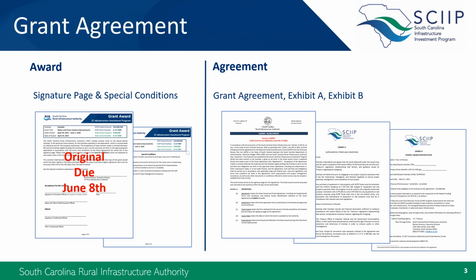Grant Agreement Exhibit A deals with supplemental grant conditions, while Exhibit B deals with federal award identification information. The grantee is expected to fill out and retain Exhibit B for auditing purposes, but it does not need to be returned to RIA. I do think it is important to note that representatives of the grantee that will be involved in any part of the SCIIP project need to read and understand the terms and conditions of the grant agreement and exhibits in order to understand the responsibilities of the grantee in executing a SCIIP grant.